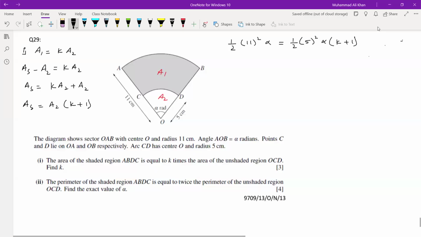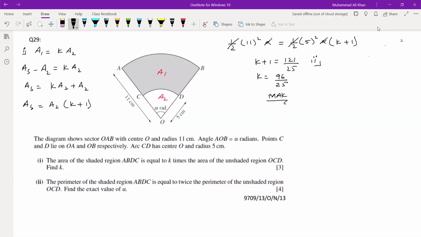Now, half and half cancel out. Alpha and alpha cancel out. K plus 1 is equal to 11 squared, which is 121, divided by 25. What is the value of K? 96 upon 25 is the value of K. Are you clear? Any confusion?